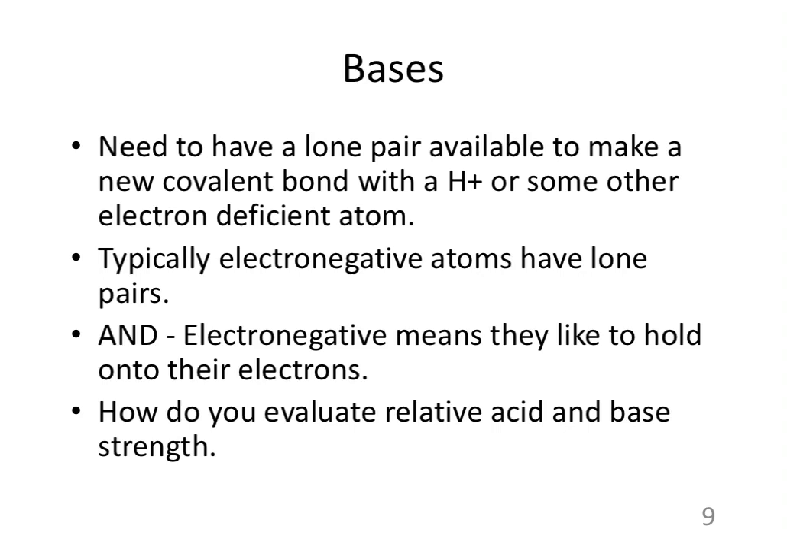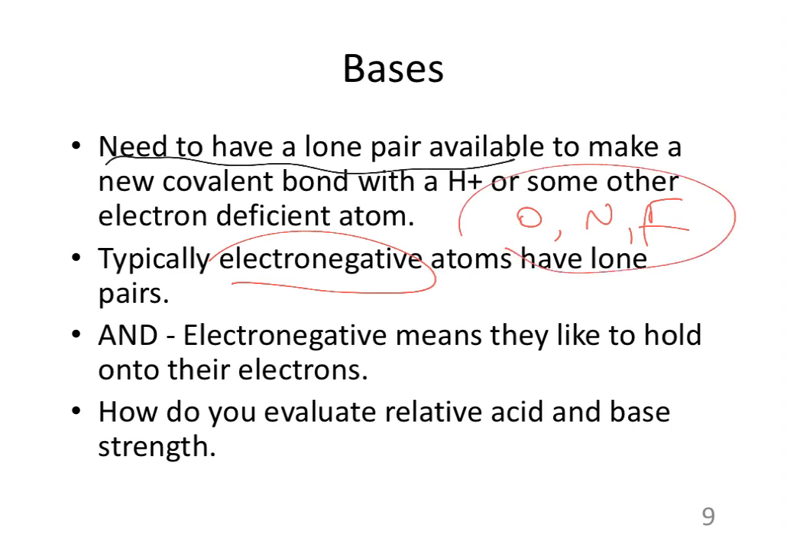As a summary, if you're trying to identify a Lewis base, you need to have a lone pair available to make the bond with the electron-deficient atom. Most electronegative atoms have lone pairs, so things like oxygen, nitrogen, fluorine, etc. have 1 or more lone pairs. Electronegativity means an attraction for electrons, so these atoms have lone pairs, but they also like to hang on to their electrons. All right, so hopefully you can identify a Lewis acid or base now.